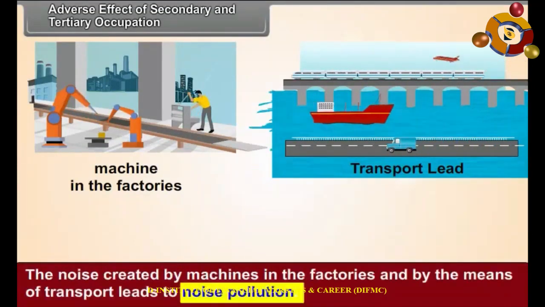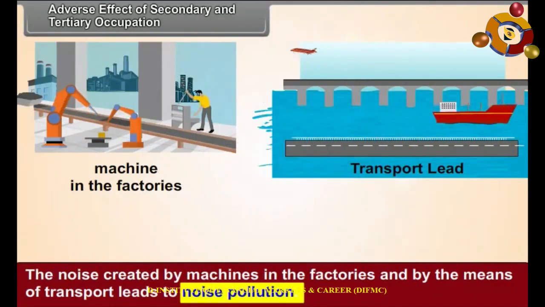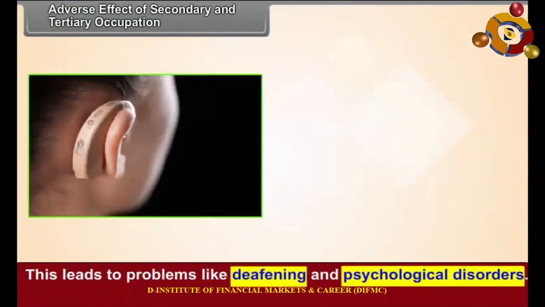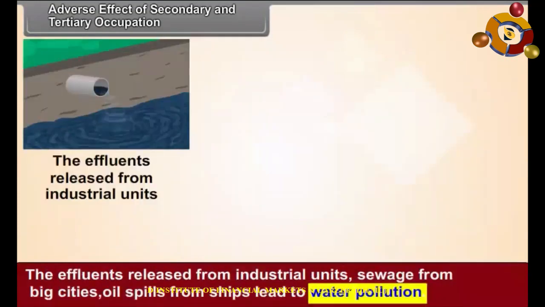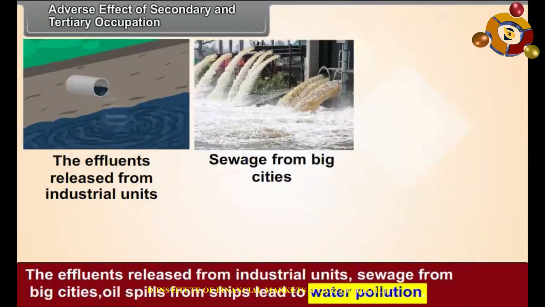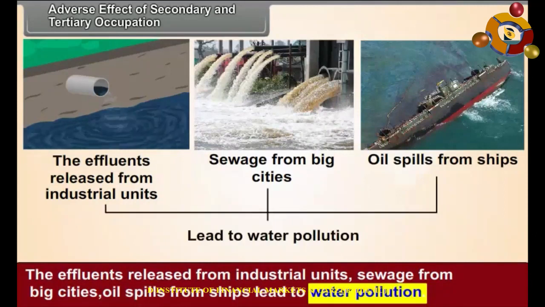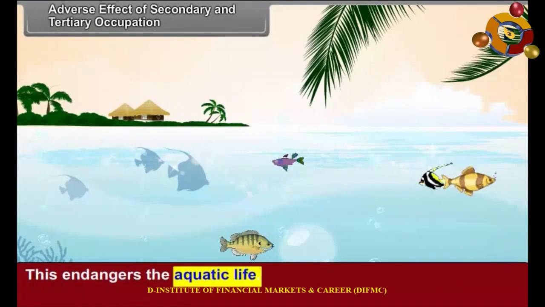The noise created by machines in the factories and by the means of transport leads to noise pollution. This leads to problems like deafening and psychological disorders. The effluents released from industrial units, sewage from big cities, and oil spills from ships lead to water pollution. This endangers the aquatic life.